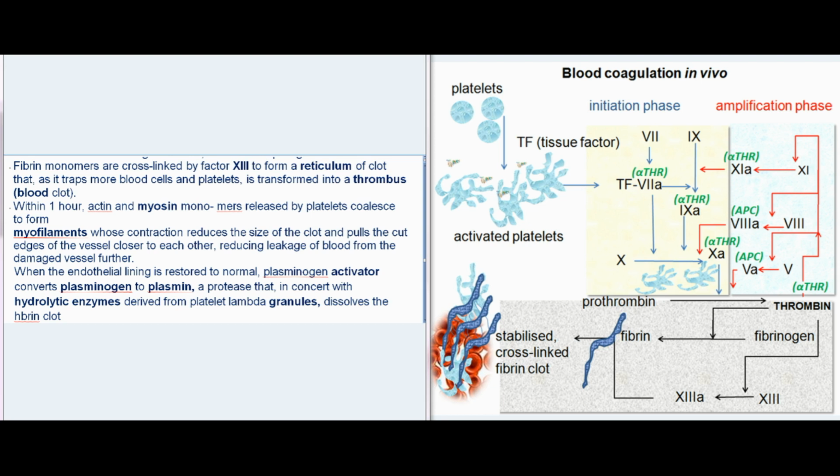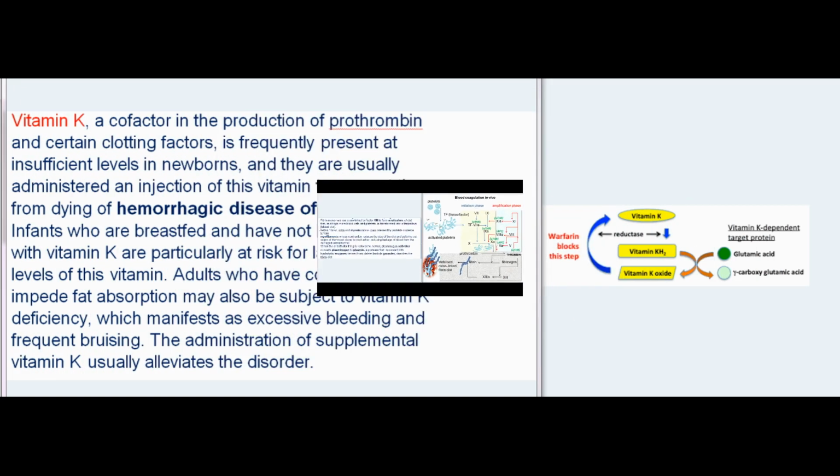Within 1 hour, actin and myosin monomers released by platelets coalesce to form myofilaments whose contraction reduces the size of the clot and pulls the cut edges of the vessel closer to each other, reducing leakage of blood from the damaged vessel further. When the endothelial lining is restored to normal, plasminogen activator converts plasminogen to plasmin, a protease that, in concert with hydrolytic enzymes derived from platelet lambda granules, dissolves the clot.